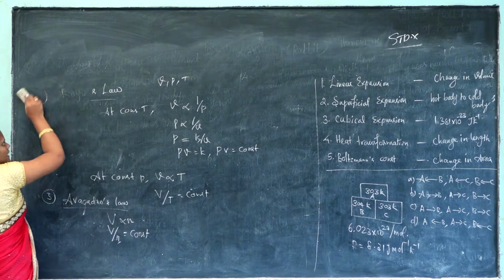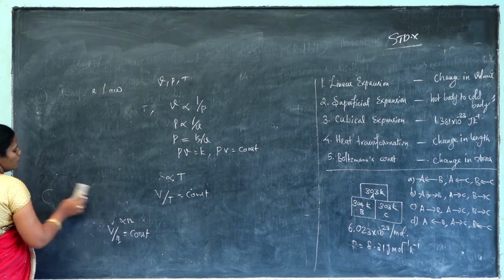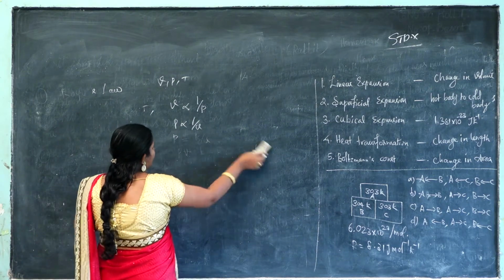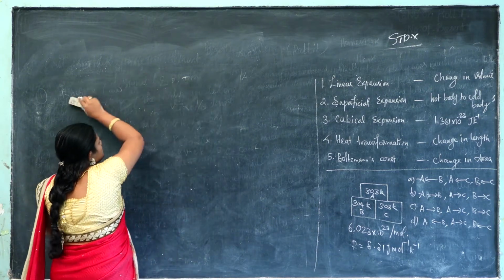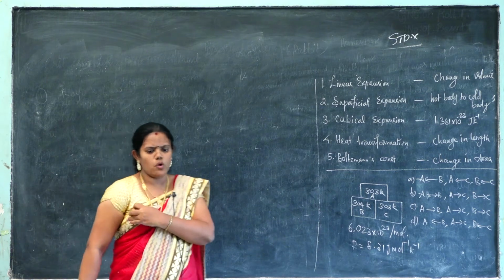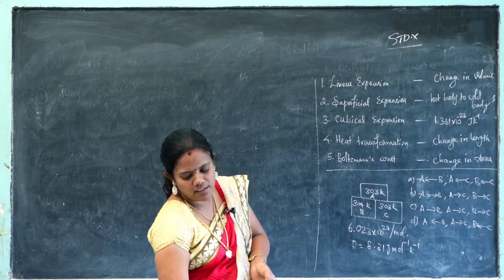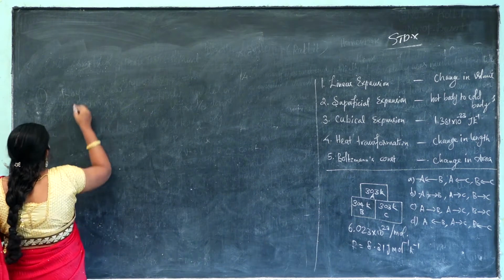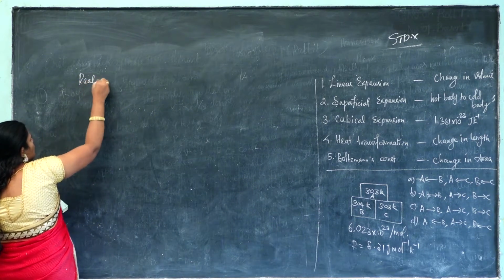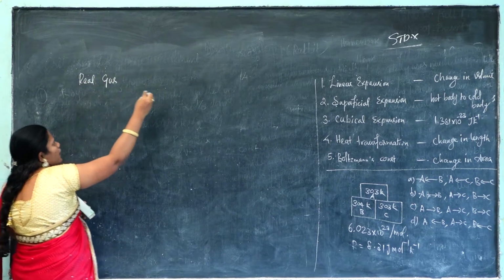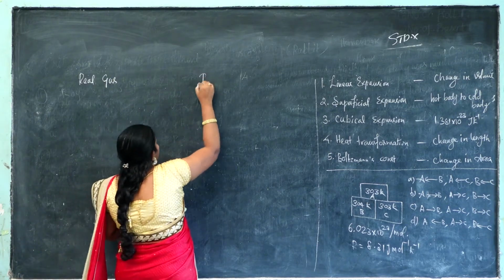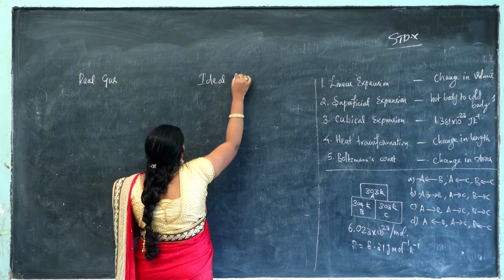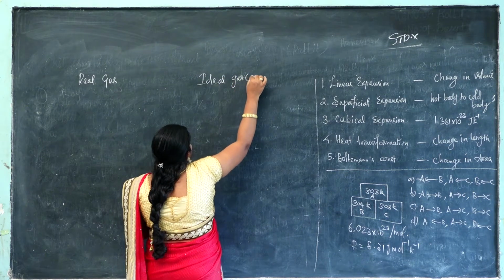Gases are classified into two. One is normal gas or real gas, and the other is ideal gas, which is called a perfect gas. Real gas or normal gas, ideal gas or perfect gas.